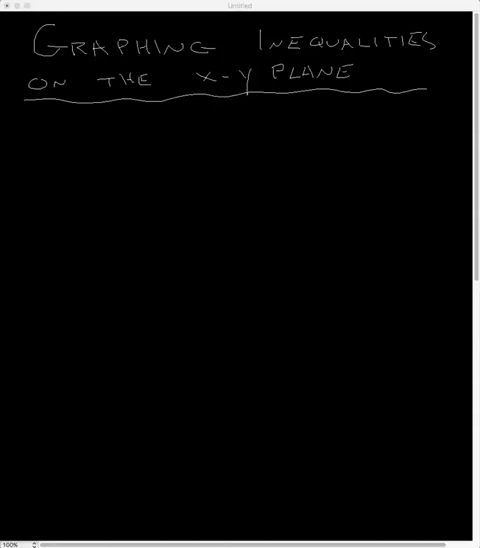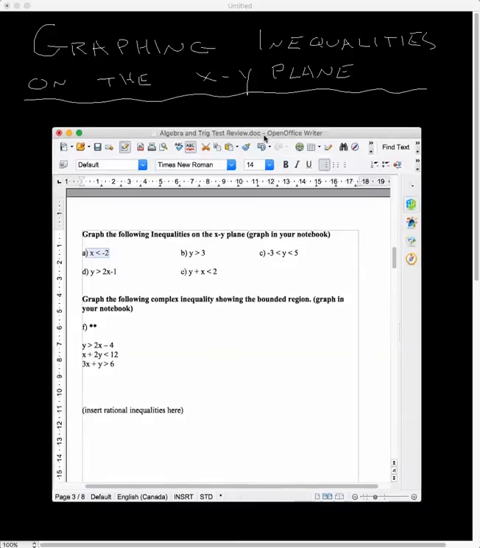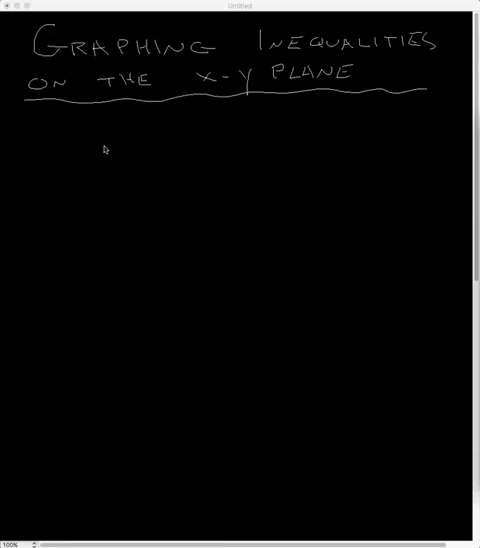Okay, so now we're going to look at graphing inequalities on the XY plane. I have a few examples here from the review package. I thought about doing A, C, and E. If we begin with A, this one says x is less than -2.